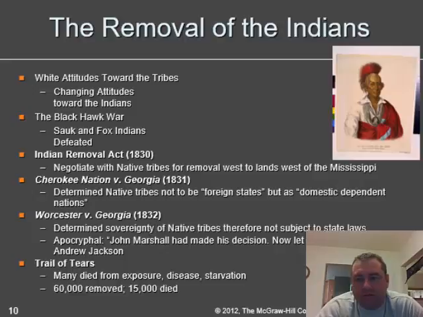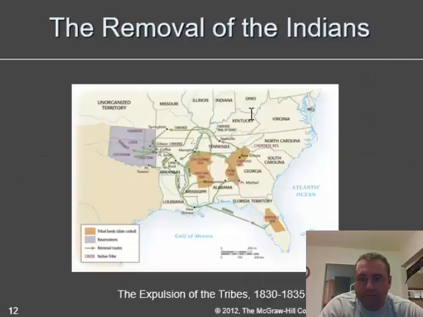And this was kind of what Jackson is most well known for, that is, for what he did to the Native Americans. You can see here on the map, and this is also in your book, where they moved to, basically present-day Oklahoma Territory.